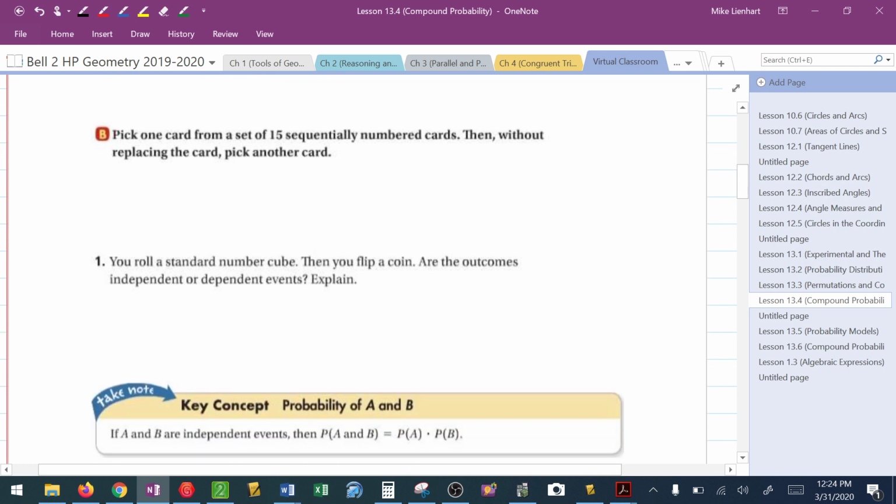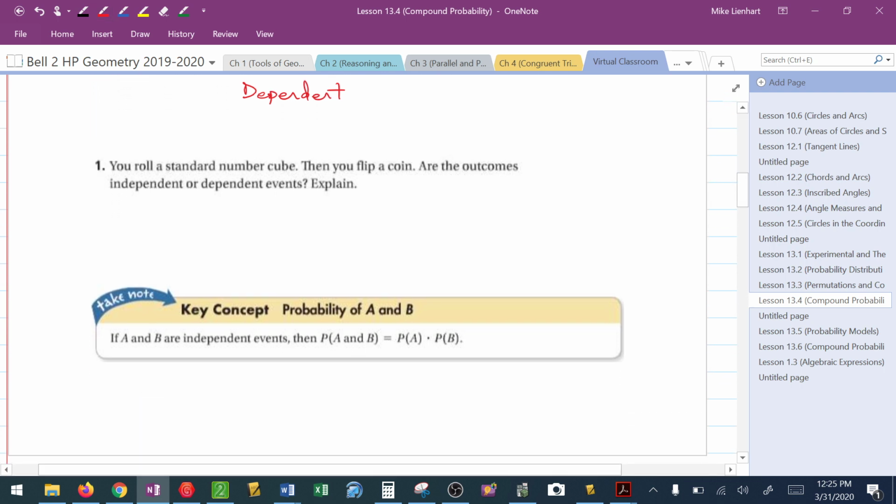Now, how about B here? It says pick one card from a set of 15 sequentially numbered cards. Then, without replacing the card, pick another card. So you pick a card, which means there's no longer 15 in the deck. And then take another card. Well, there were only 14 cards, so the probability is going to change. These events are dependent. The outcome of the first has an impact on the outcome of the second. How about this next one? You roll a number cube and you flip a coin. They're independent. They don't affect one another at all.